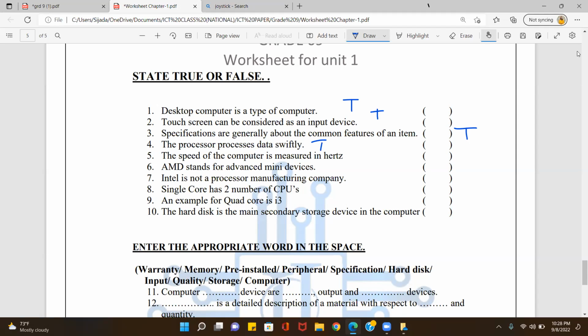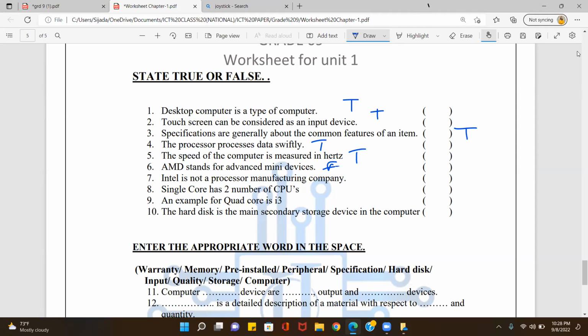The speed of a computer is measured in hertz. Computer here means the processor. The speed of the processor is measured in hertz, and the speed of the computer is also measured in hertz only.